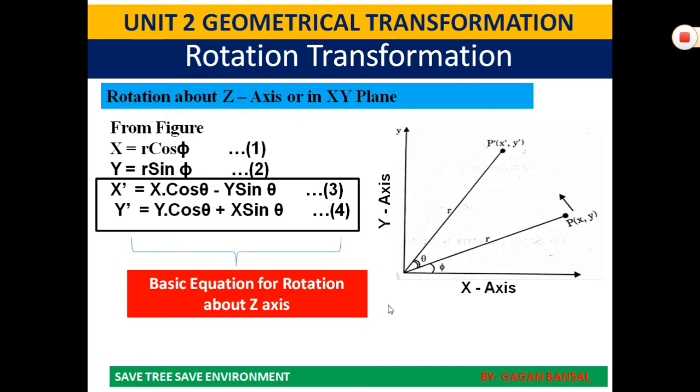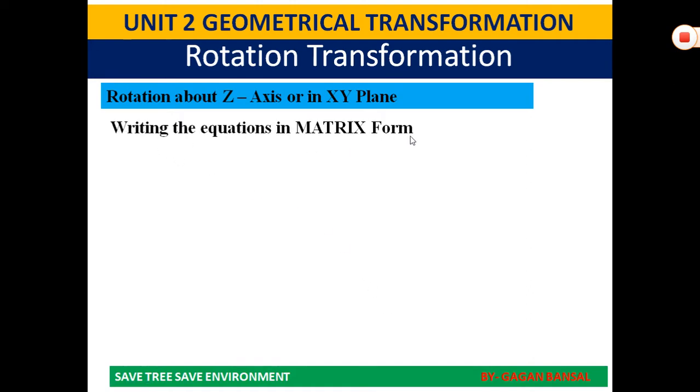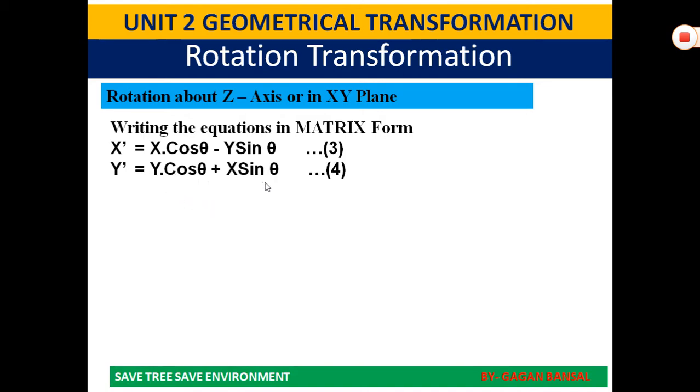Now what we can do is write these equations in matrix form. How can we convert these two equations, that is x dash equals x cos theta minus y sin theta, and y dash equals y cos theta plus x sin theta, into matrix form? As it is rotating about z axis, we will be taking z dash equals z, that is, the coordinate of the axis about which the rotation takes place will be unchanged in all cases. This time we are studying rotation about z axis, that is in the xy plane. As you can see, all our coordinates are in xy.